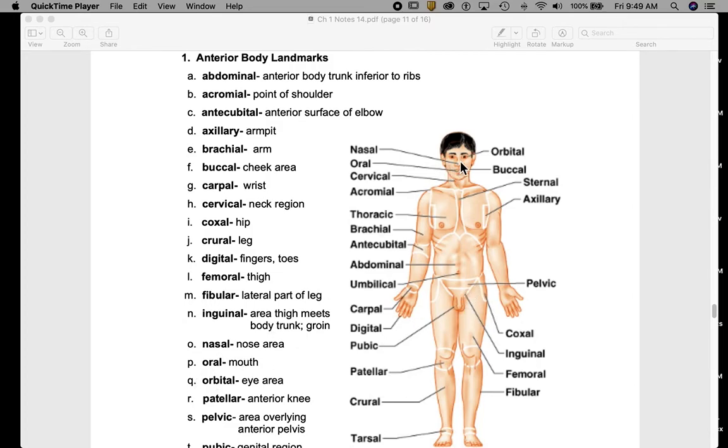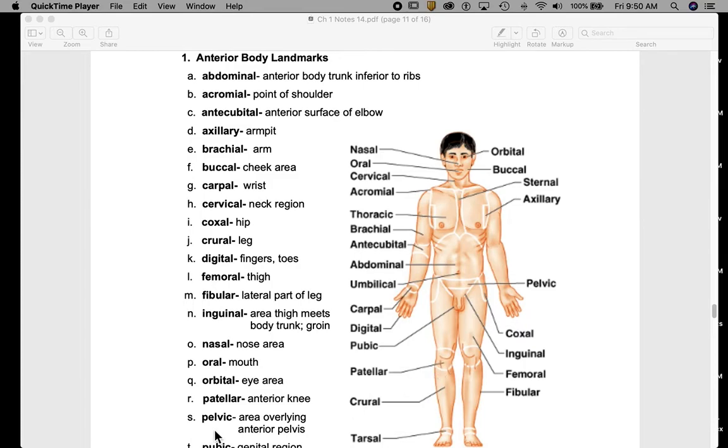Nasal is nose. There's a nasal bone right there. Oral is mouth. It's pretty easy. Orbital is the eye area. So right here and here are orbital. Patellar is anterior knee. So the patella is the bone. Patellar is the region.